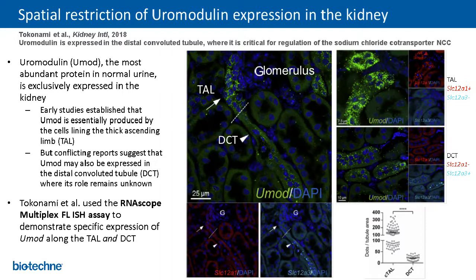They observed abundant uromodulin signal, shown here in green, in the ascending limb, which colocalized with the TAL marker SLC12A1. However, uromodulin signal was also observed in the DCT, or the distal convoluted tubule, and colocalized with the DCT marker SLC12A3, shown in blue. These data demonstrate specific expression of uromodulin along the thick ascending limb and also the distal convoluted tubule.